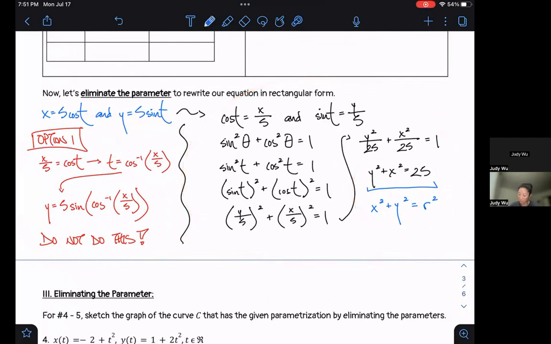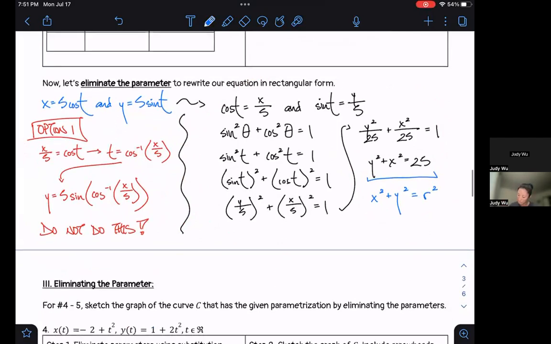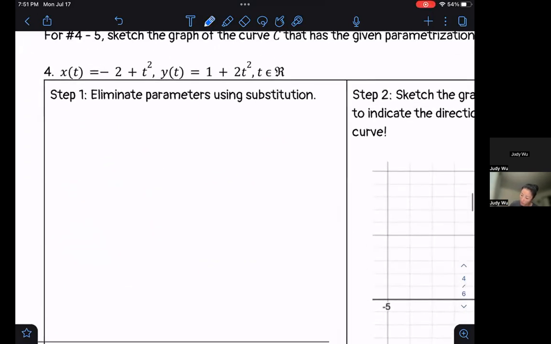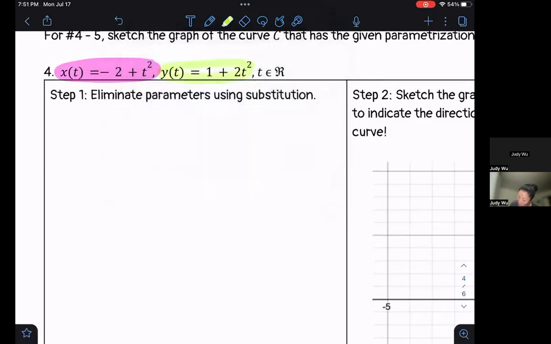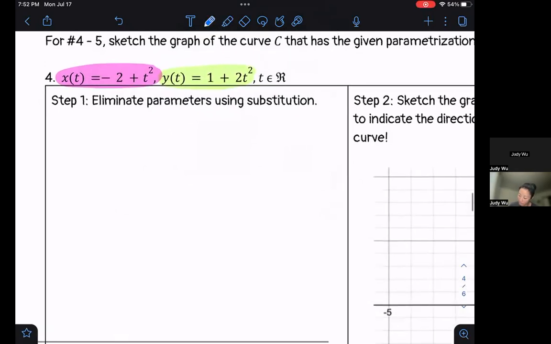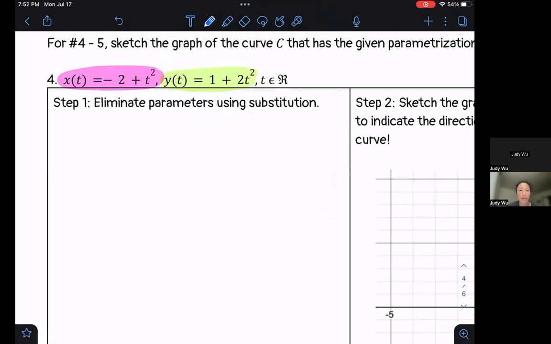All right, so that was a long example, but let's go ahead and practice that with a couple more examples, just eliminating the parameter part, okay? So we've got our x equation, and we've got our y equation, okay? And I want to get rid of the t's. Like, I want to get the equation so that there's no more t's. There's only x's and y's, okay?